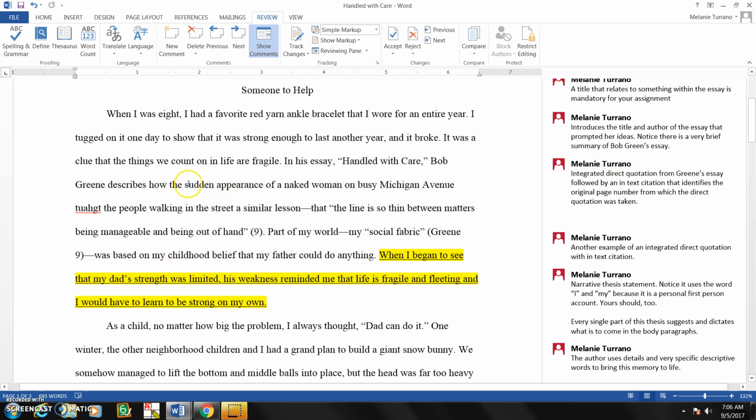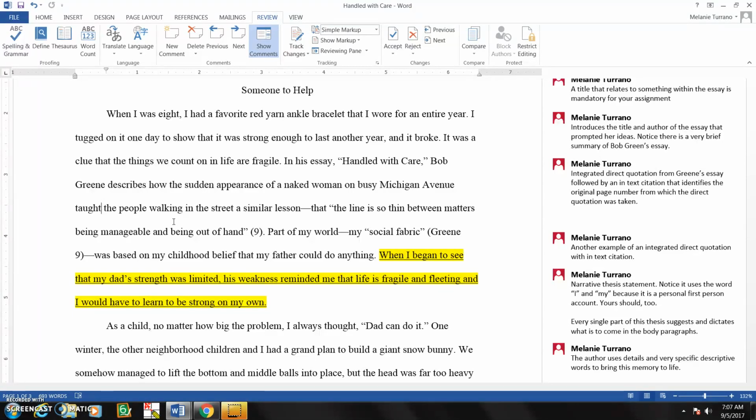She says it describes how the sudden appearance of a naked woman on busy Michigan Avenue taught, whoops, I made a little error there, the people walking in the street a similar lesson. That, and here she integrates the quotation from Bob Greene's essay, the line is so thin between matters being manageable and being out of hand.